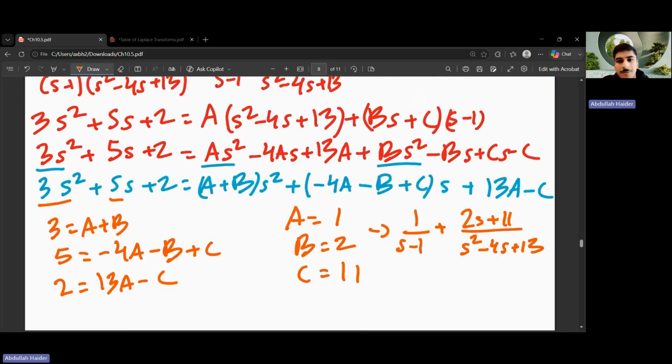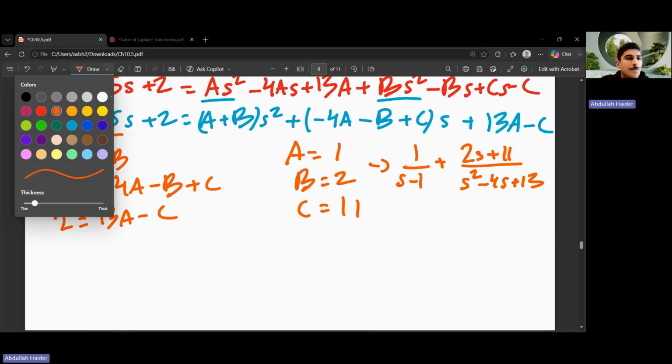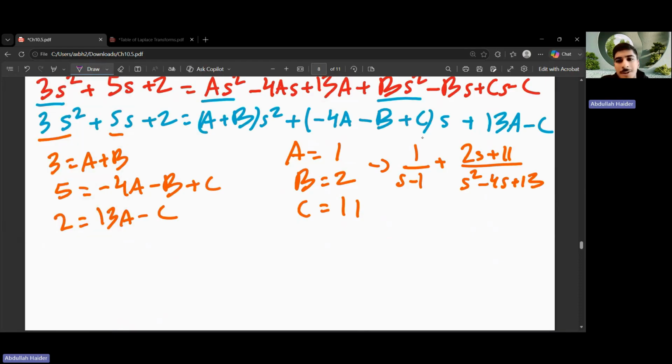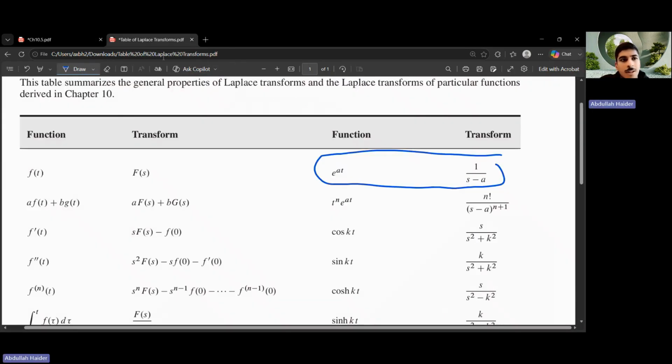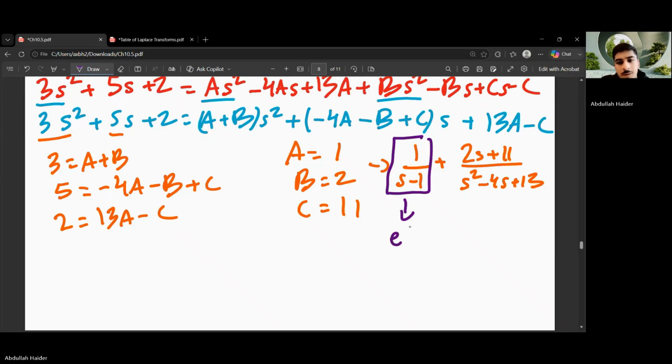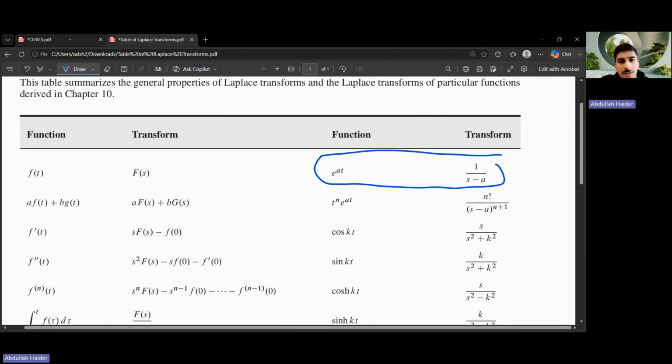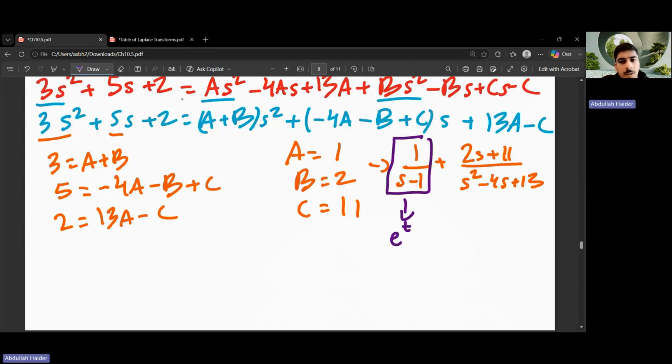Now we're not done. Hold on your horses. You can get an inverse for this. The inverse for this is going to be e power t, A is 1. We still have to find an inverse for this. Can this even be factored? No, I don't think so.